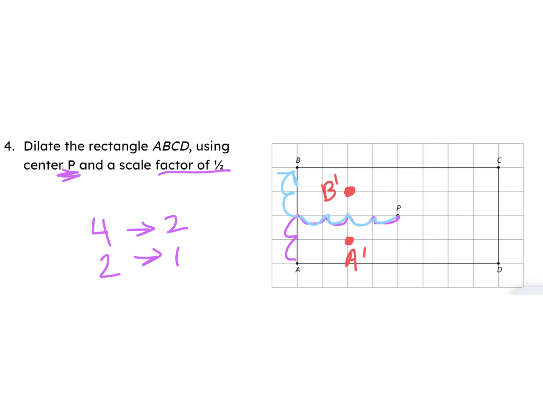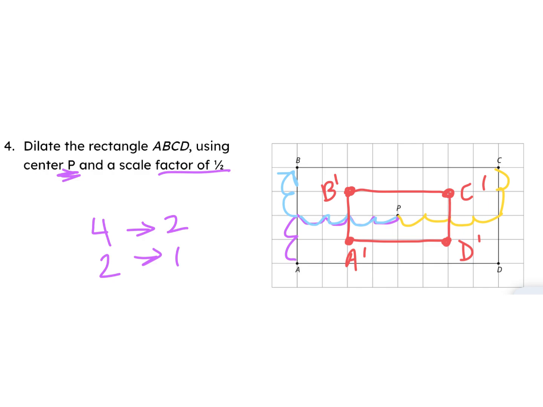Moving on to C. C is 1, 2, 3, forward 4 and up 2. So kind of getting a little pattern here. So C will go right here, C prime. And then it looks like D is forward 4 and down 2. So D is going to end up being right here, D prime. Okay, so it shrunk down. It's half the size.